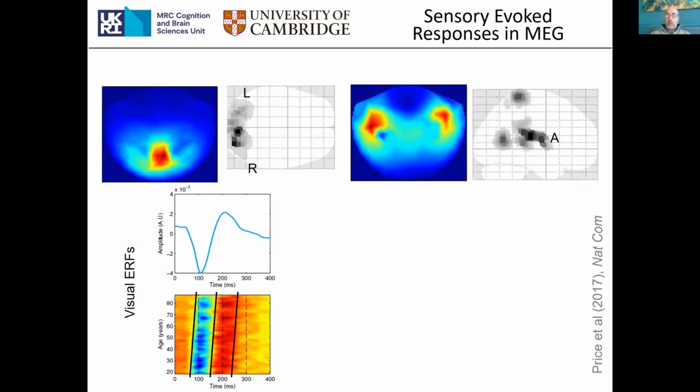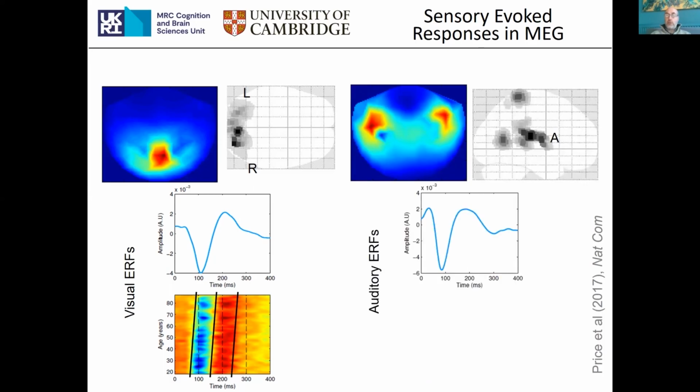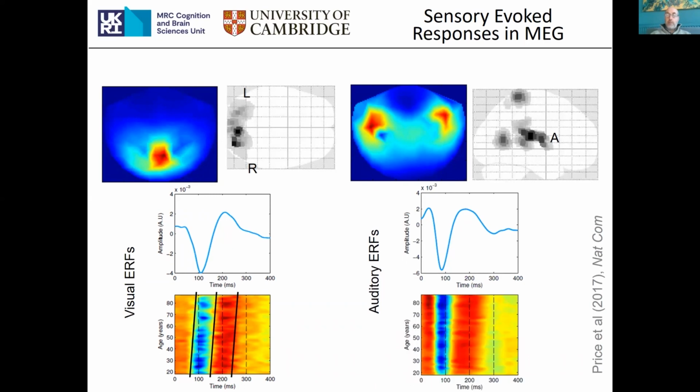We also looked at the auditory response. Again, if we extract activity in the auditory cortex, we get a slightly different morphology of the waveform, but again, plotting against age, now we see a slightly different pattern. Here, as people got older, there seemed to be a stretching or dispersion of the response rather than a constant shift like the visual evoked response. There's now a more dispersed and delayed response in the auditory cortex.